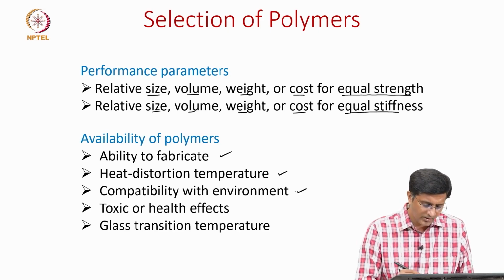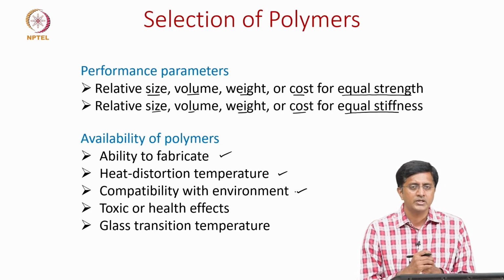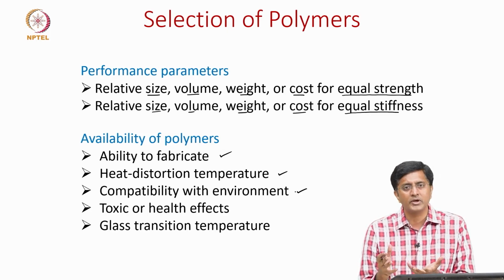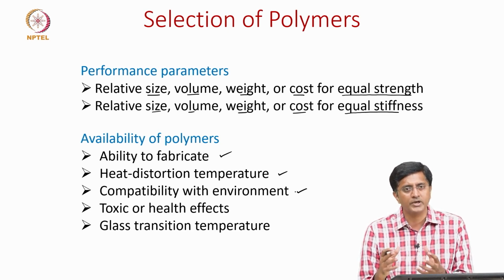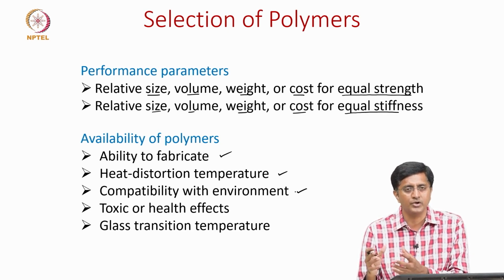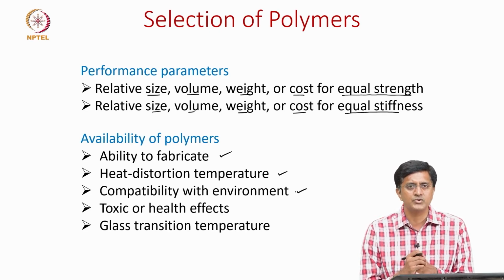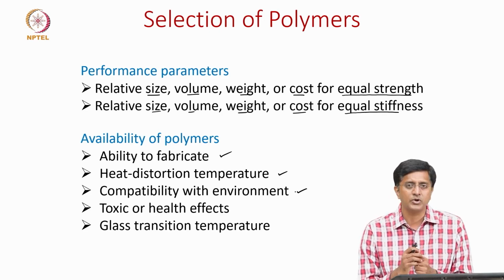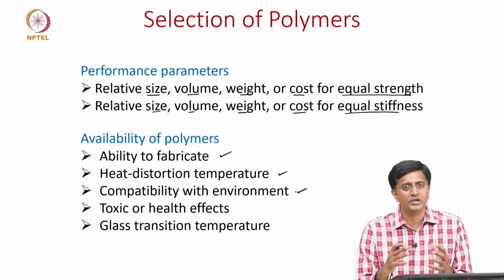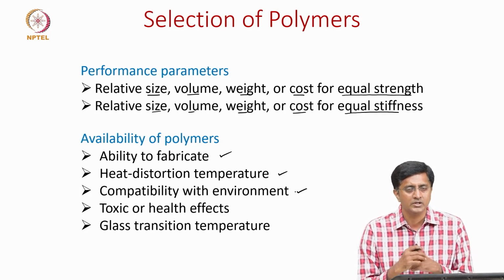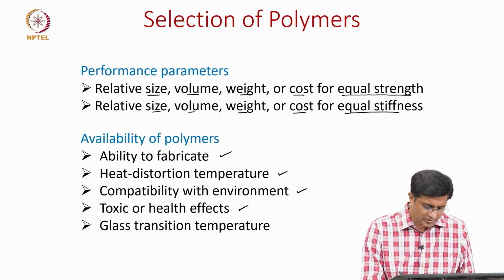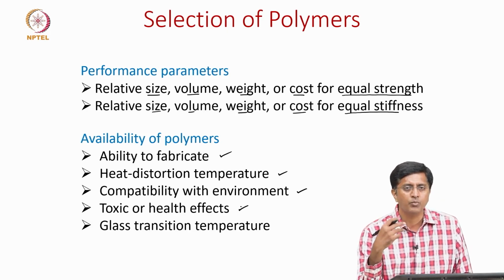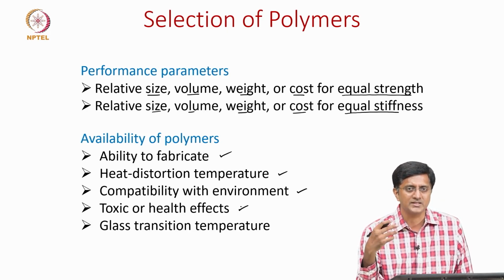And the other important thing is the compatibility with environment. So, depending on a chemical environment, maybe it is a humid environment, we need to see for these specific operating environments, which have a specific chemical or a humidity, whether the polymer we have chosen is acceptable or not, which means will it survive these operating conditions for the desired durations we are intended to use this component. And the other things like toxic or health effects, meaning there are some polymers which release some gases, which might be harmful depending on where we are using them.